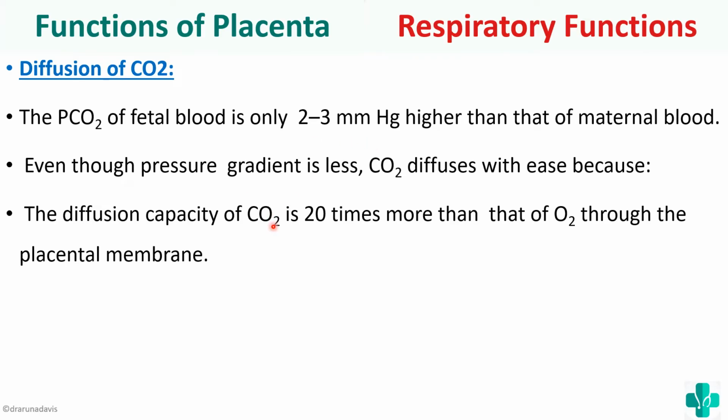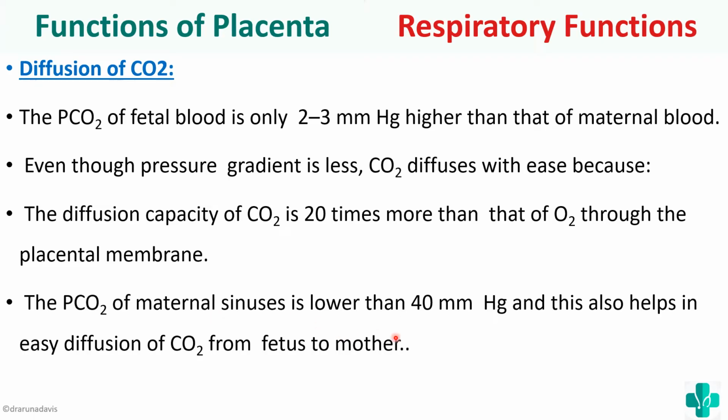Not only that, the PCO2 of maternal sinus is lower than 40 millimeters of mercury, and this also helps in easy diffusion of carbon dioxide from the fetus to the mother. In the maternal sinus, in which this whole fetal blood is bathed, the partial pressure of carbon dioxide is lesser. So these are the reasons why carbon dioxide can easily diffuse from the fetus to the maternal side. That would complete the respiratory function. So remember, in respiratory function you have to write about the diffusion of oxygen, wherein you also have to write the 3 reasons why fetal RBC can be saturated well enough even though the partial pressure of oxygen is less.